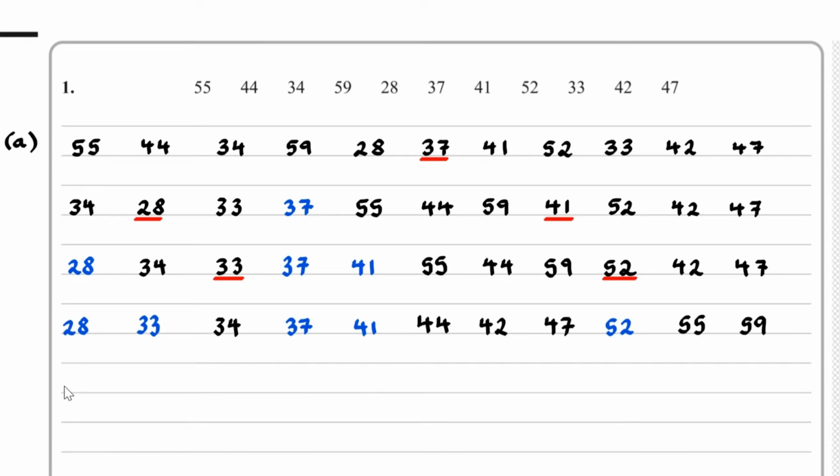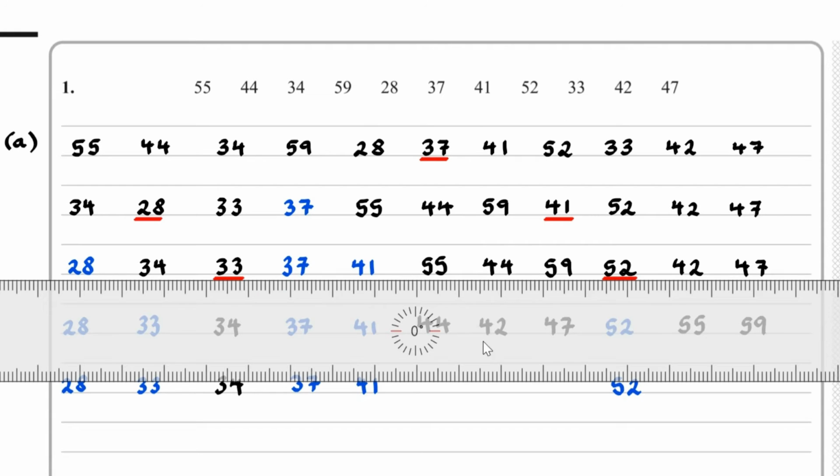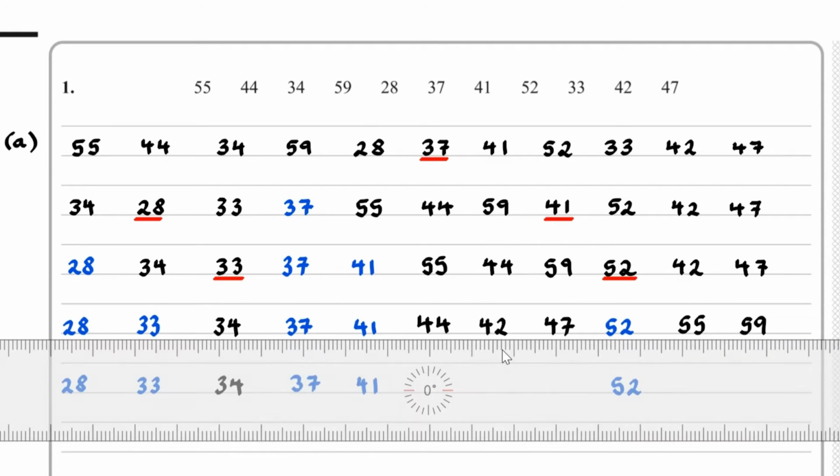Now, the 28 remains where it is. Same with the 33. Same with the 37, the 41, and the 52. Now, the 34 is in between the 33 and the 37, which are both pivots. So the 34, we've got nothing to compare it with. And now for this sublist, the middle entry is the 42 and the middle right is 59.